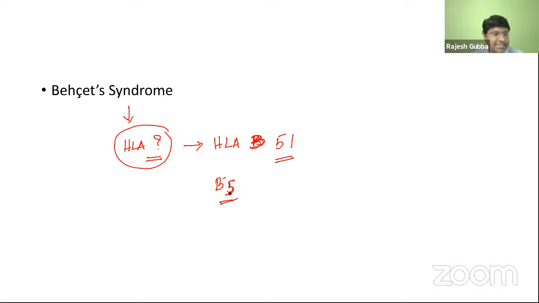Very good. Chandia has answered both. Okay, only Chandia has answered; everyone else was answering only HLA B51. So Chandia, very good. It is both B5 as well as B51. Okay, right. So now what is the treatment for Behçet syndrome?